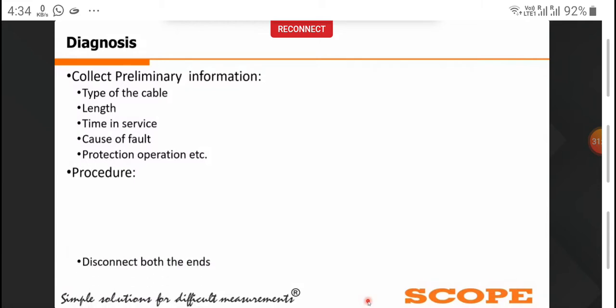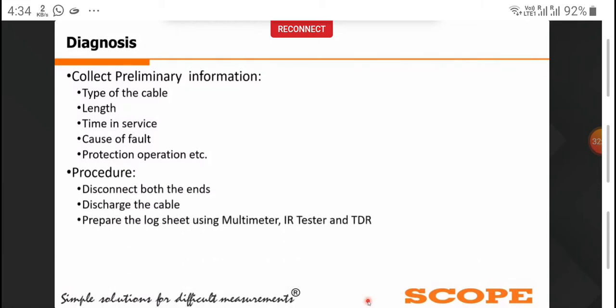For the diagnosis process we first need to disconnect both the ends. After that we have to discharge the cable. And now we have to prepare the log sheet, which means we have to test the cable using a multimeter, IR tester, and TDR set. So by using the multimeter we will check the cable continuity.